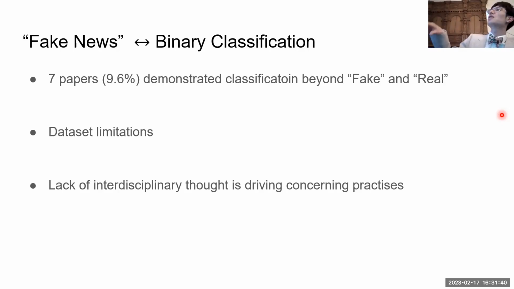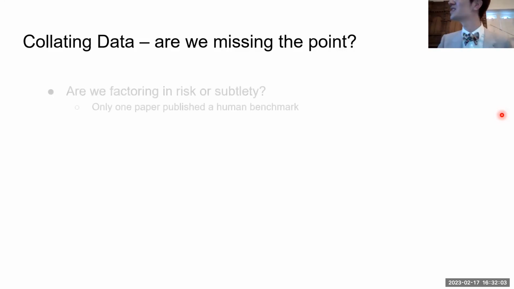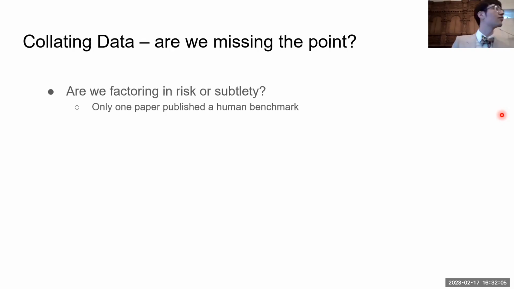And all of this, in my view, or our view actually, shows a lack of interdisciplinary thought, and this is driving concerning practices, like throwing out satirical data, but also in the construction of these data sets and in other areas. So let's go back to collating data, because it's such an important point. It's almost the basis of how this work is able to be performed. Are we, as a collective academic body, missing the point? Are we factoring in risk and subtlety of mis and disinformation? Because ultimately what we need to know is, something might be fake or not, but whether it actually has an effect on society and who that affects and so on.